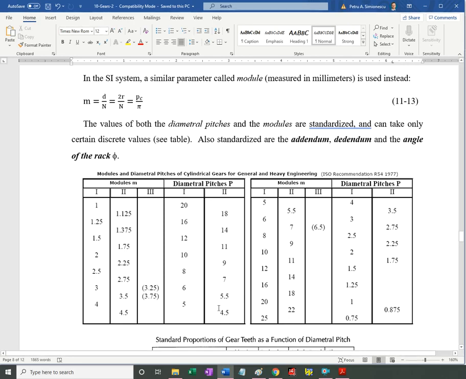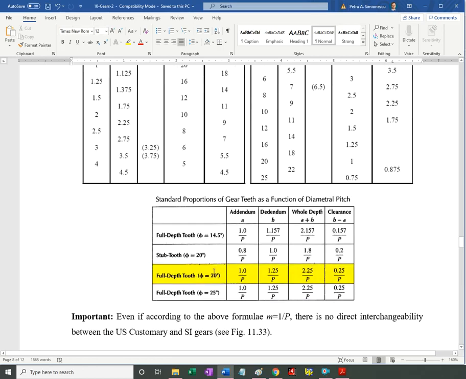A small diameter pitch corresponds to a large tooth. A big module corresponds to a large size tooth. A small module, small tooth. Big diametral pitch, small tooth, in terms of proportions.